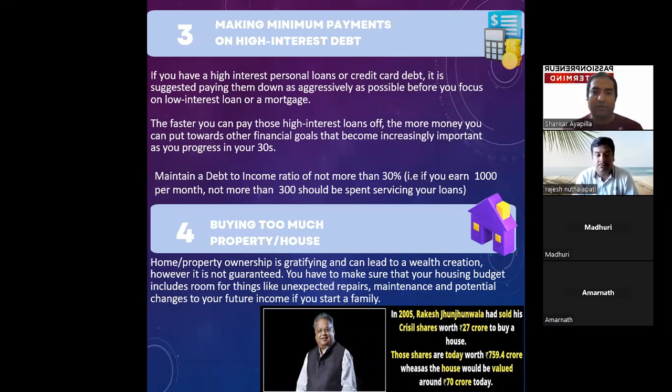So you should know till what level of property or whatever house you can take. For example, Rajesh Jhunjhunwala said that he sold the Crystal shares worth 27 crores to buy a house. If he would have left it today, that value would have been around 759 crores, which is 10 times of whatever was the house value. So that's why shares are always multiple in that.